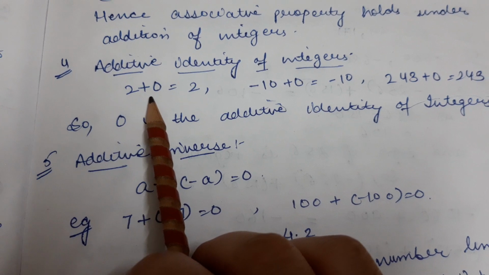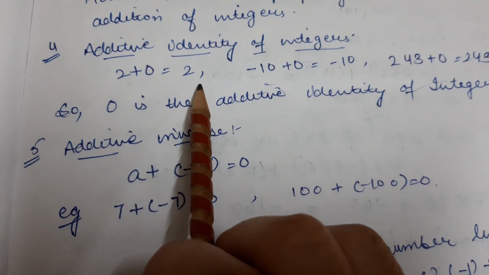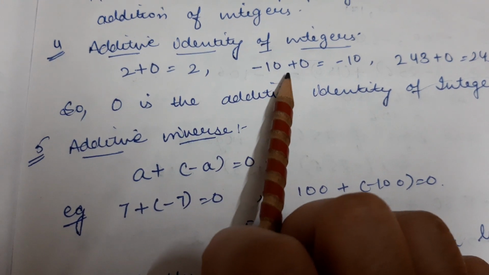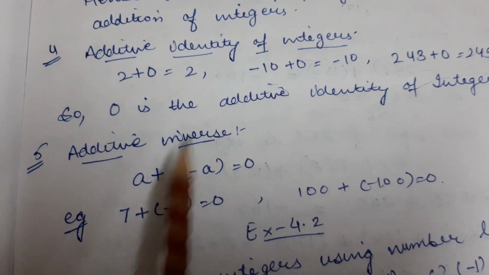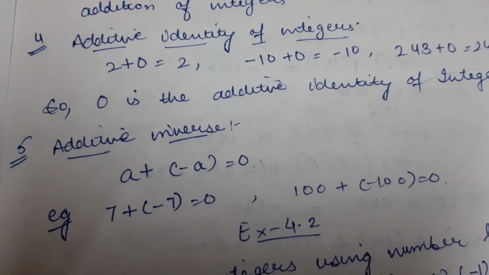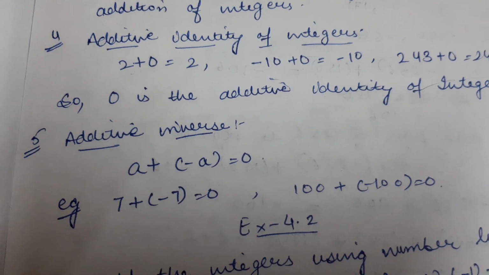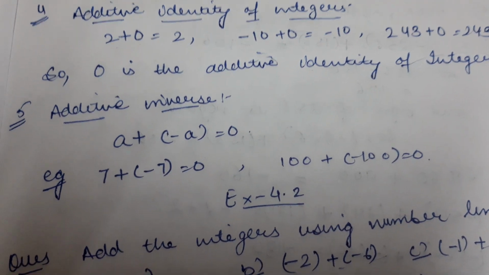Now what is the additive identity of integers? Suppose if I add 0 to 2, the answer remains the same, 2. If I add 0 to minus 10, the answer remains minus 10. Similarly, if I take any integer and if I add 0 to it, the answer doesn't change. The answer remains the same. So what we say? 0 is the additive identity of integers.